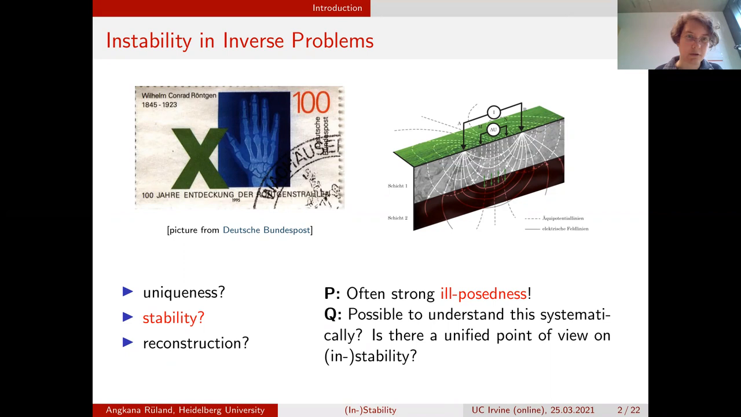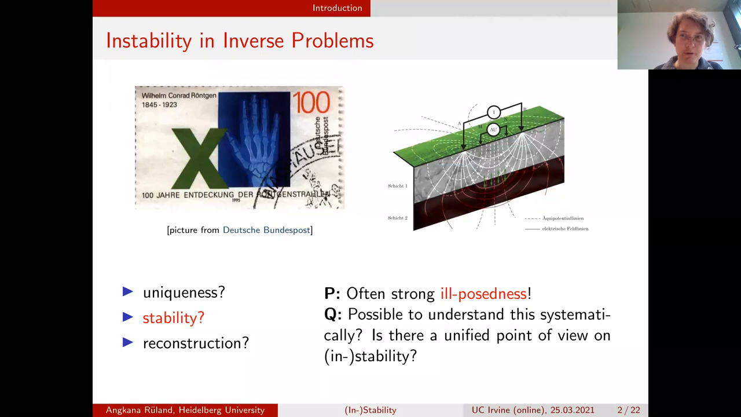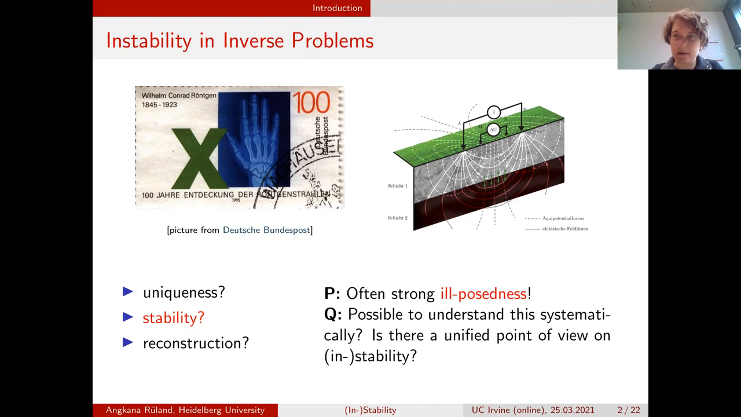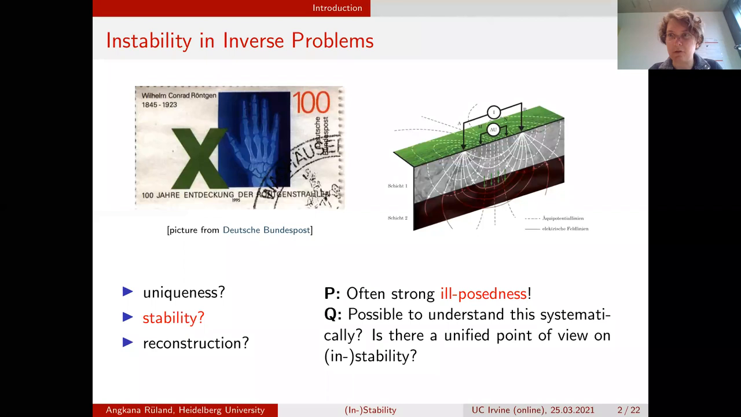Okay, so the problem I want to address is, of course, a very well-known problem in inverse problems, that they are often very ill-posed. Very roughly speaking, the question that we are addressing in this article and in this talk is whether one can somehow systematically understand the origins of instability in a quantitative way. So understand for larger classes of problems, without computing singular values, without resorting to specific geometries, whether one can understand the mechanisms of instability.